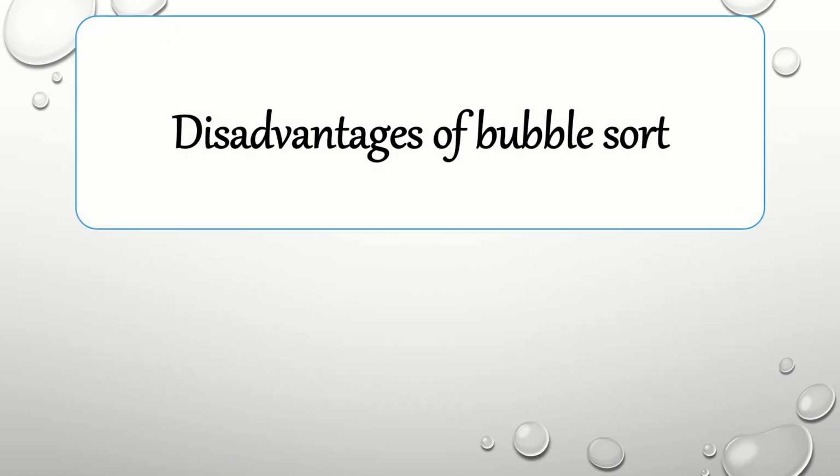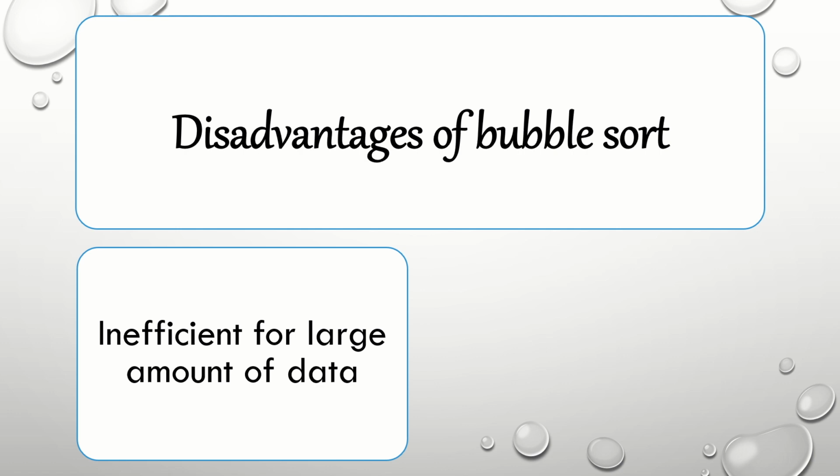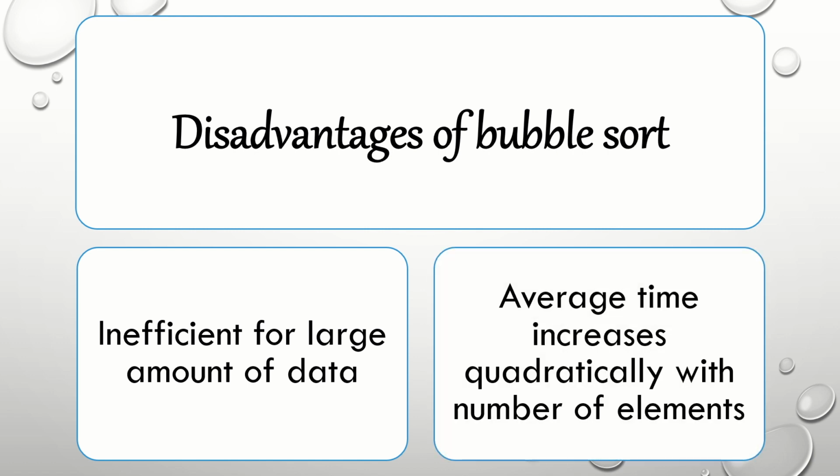There are a few disadvantages of this algorithm. When the list becomes big and you have more and more elements in the array, then this algorithm becomes inefficient. The average time increases quadratically in bubble sort with the number of elements.